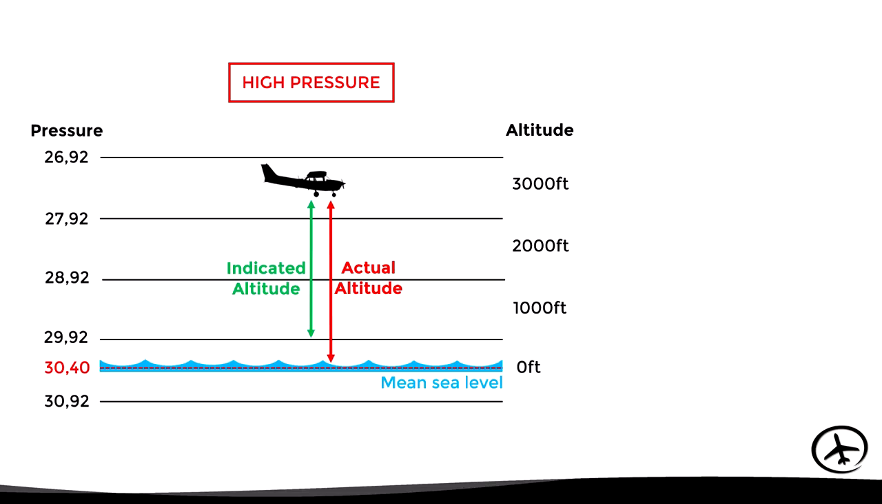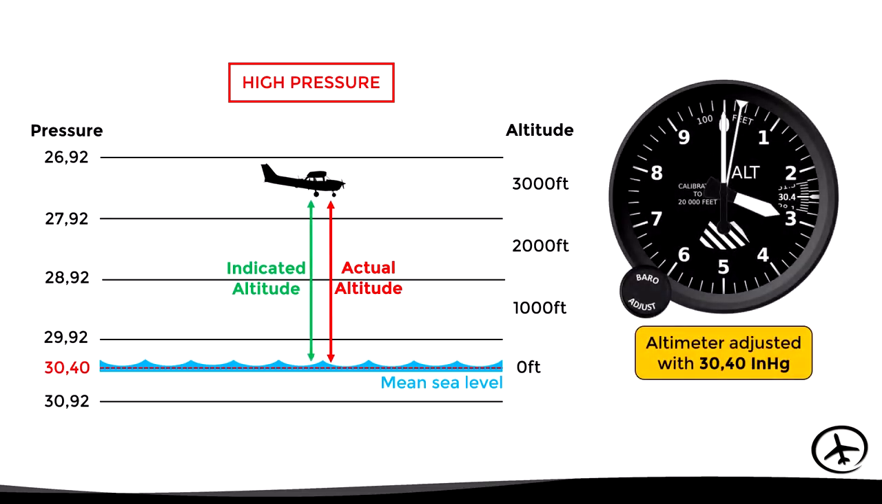The solution here is to readjust the altimeter to use 30.40 as the new barometric reference, since it's the current pressure level that identifies the mean sea level. This way the altimeter will measure the actual altitude correctly.